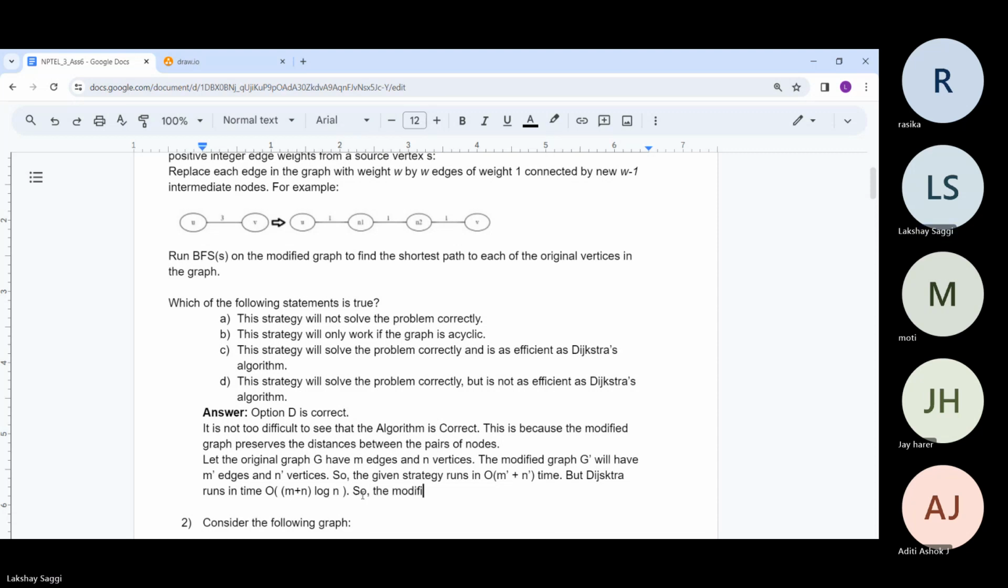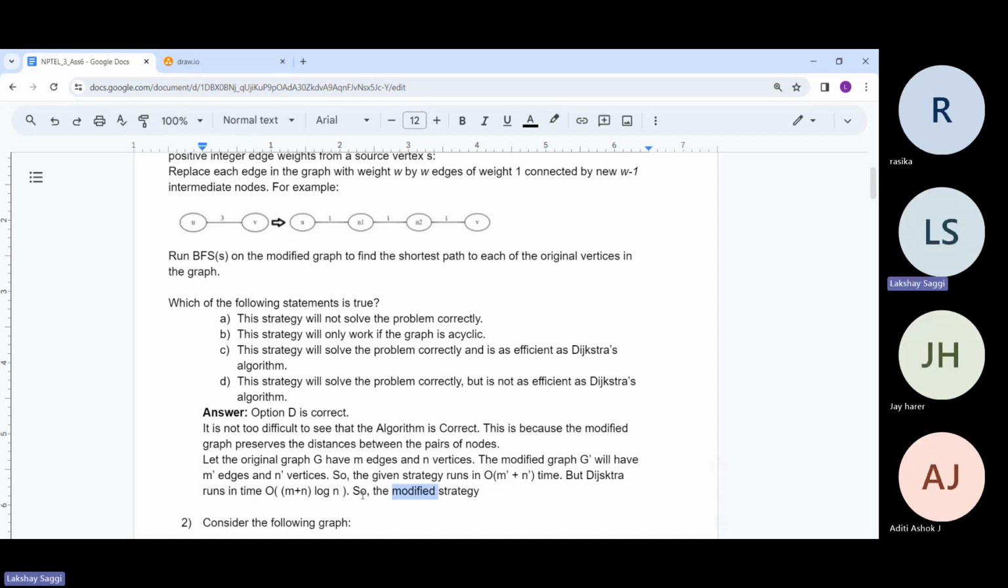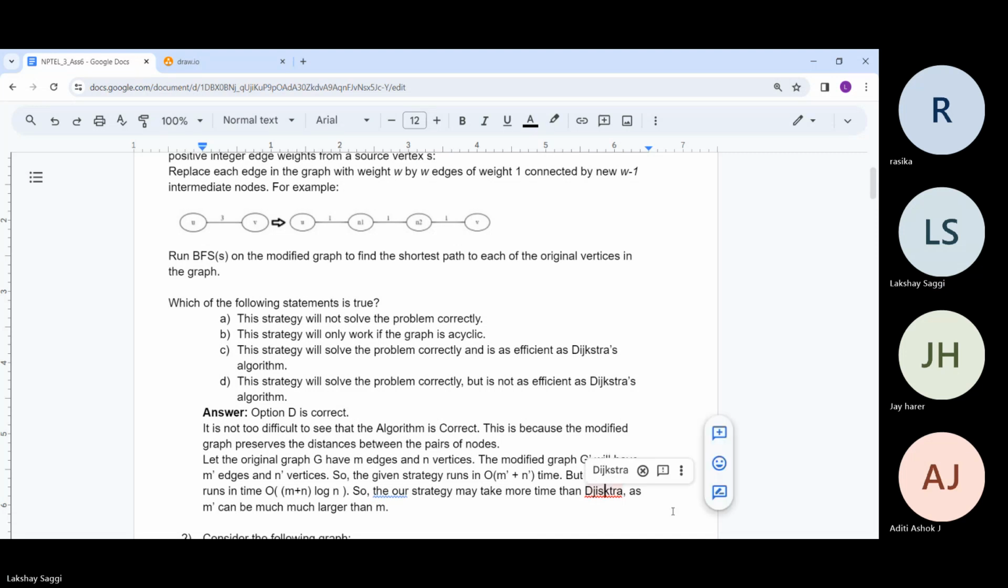So the modified strategy. Our strategy may take more time than Dijkstra, as M prime can be much larger than M. And why is this the case?